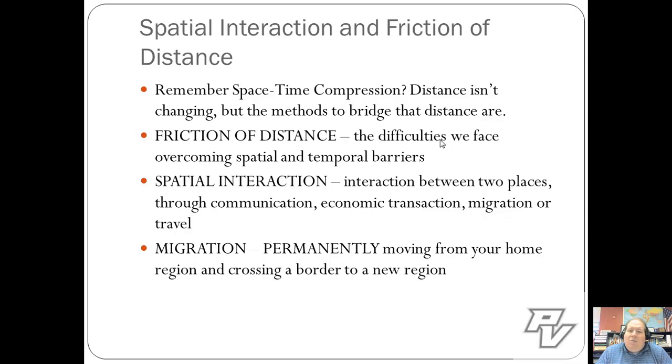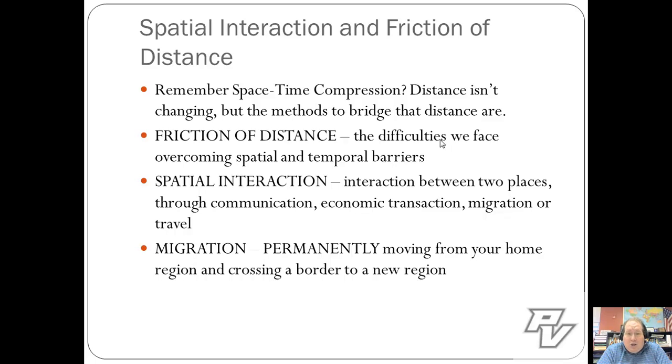What this leads to is something called friction of distance. Friction of distance is the difficulties we face in overcoming spatial and temporal barriers. The less of those difficulties we face, the lower the friction of distance. Okay? So you have to always take that into account. If you're ever asked about friction of distance, take into account the kinds of situations that the people involved in the question might be facing. Do they have access to the internet? Do they have access to global travel, especially via airplanes? If they do, friction of distance might not be as big a deal.